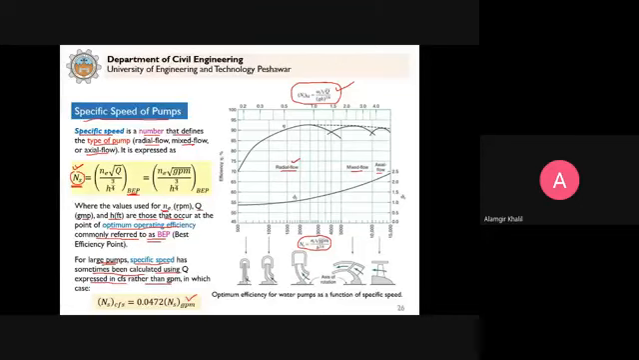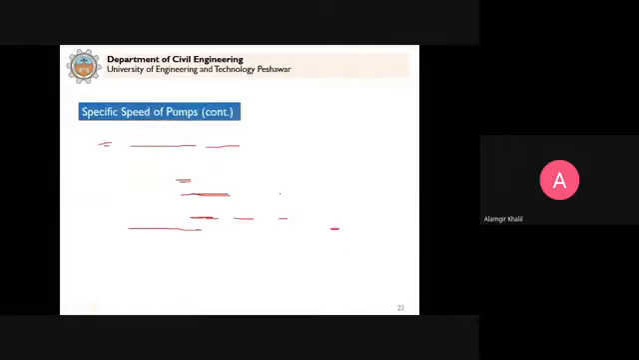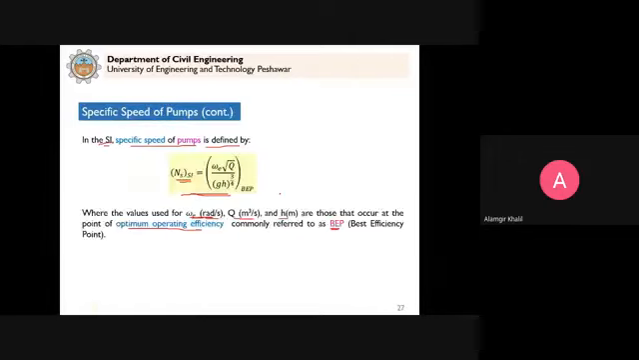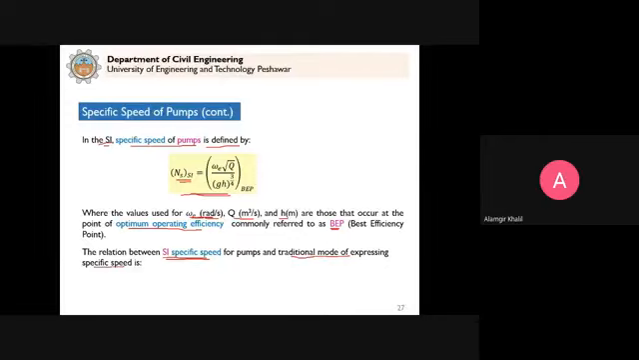And we can also use the system where NE is represented by revolutions per minute, discharge in gallons per minute, and H is in feet. And also the relationship between the System International specific speed and the traditional mode of expressing the specific speed is this. Also we can convert the specific speed calculated for gallons per minute discharge into the SI system using this relationship.